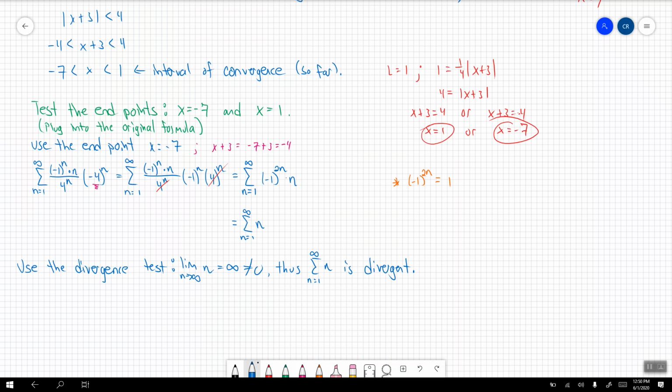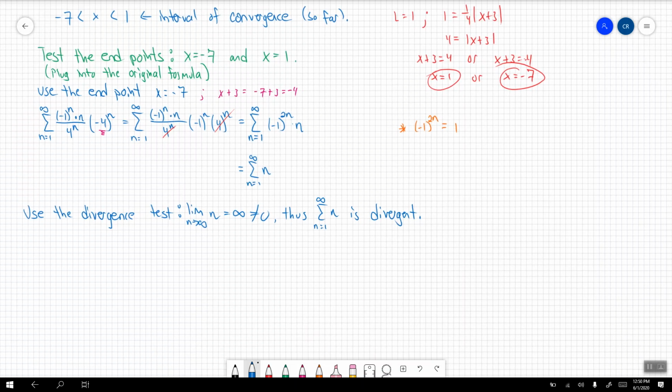So at the endpoint for x is equal to negative 7, will it converge or will it diverge? That's going to tell me that it's going to diverge. Therefore, this endpoint, the inequality at negative 7, stays as a strict inequality. It does not get the equal sign because it will not converge at that endpoint. All right, so we got that down.